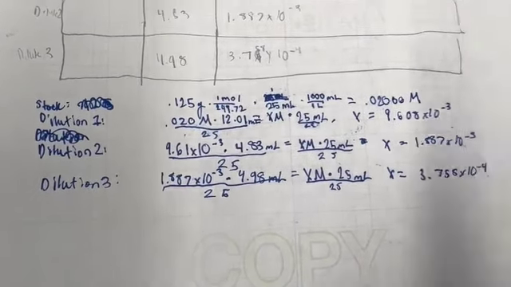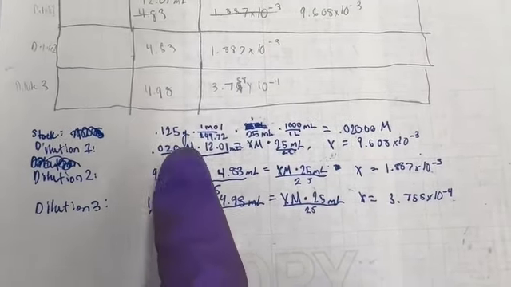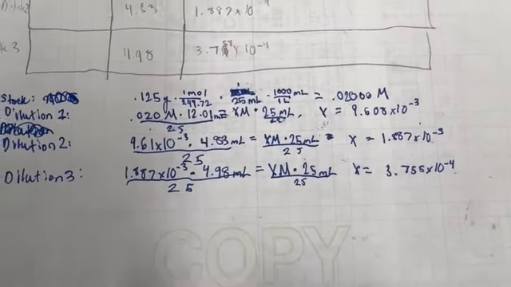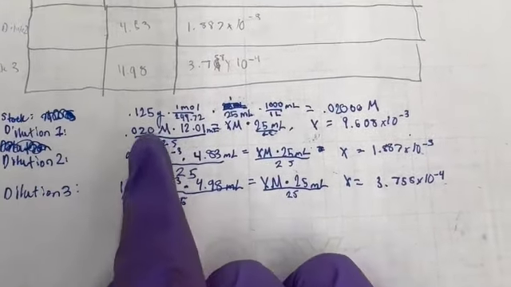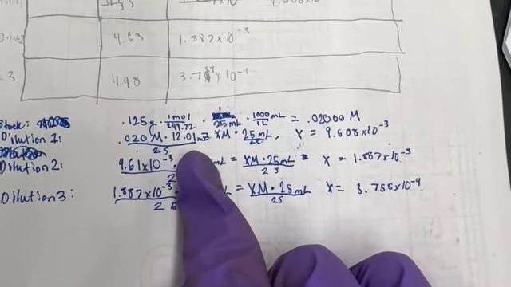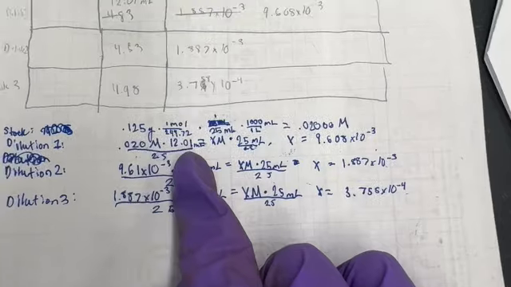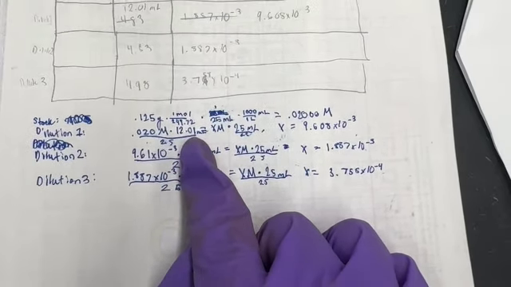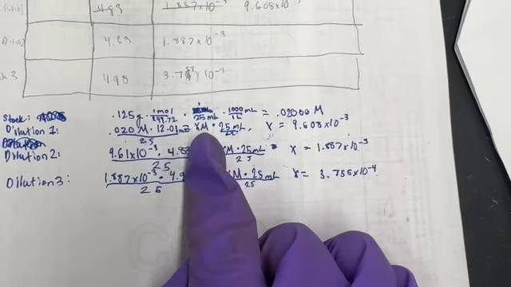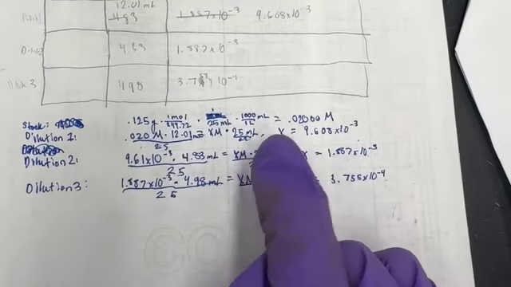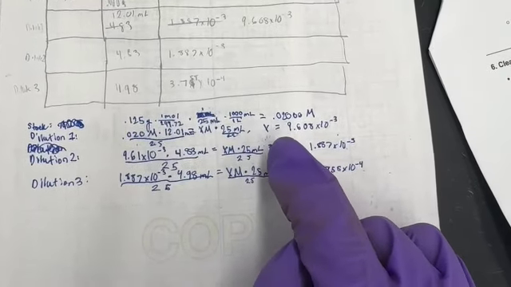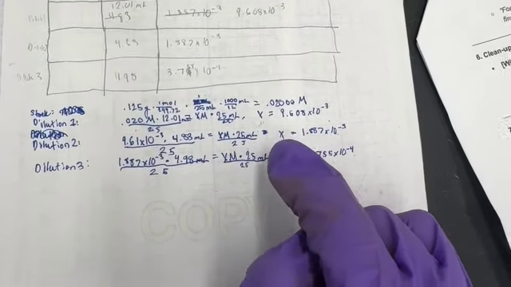For the dilution, we're going to use our stock solution, which is at 0.020 moles over liters. And we're going to put that into our C1V1 equals C2V2 equation, which is our dilution equation. So we have our stock initial value times our volume delivered of stock, which is 12.01 milliliters, equals an unknown molarity times 25 milliliters. So we're going to get a molarity of our first dilution of 9.608 times 10 to the negative 3.